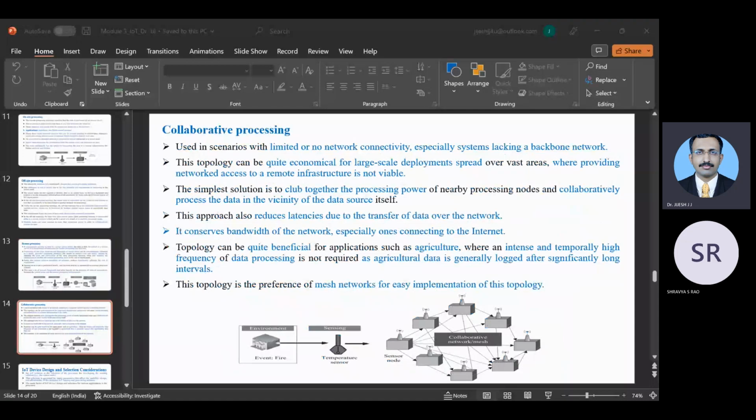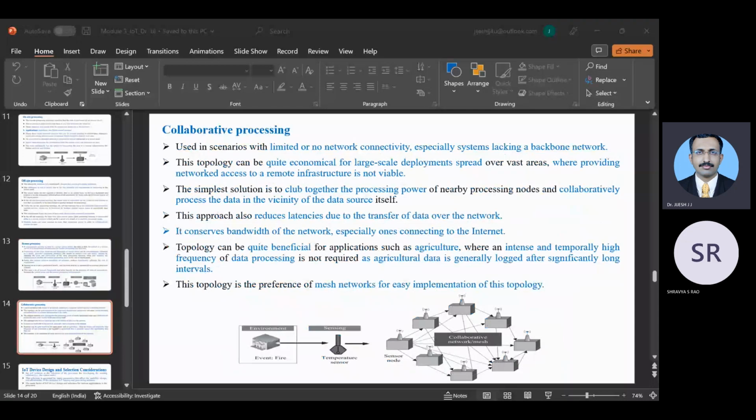So it will be a collaborative process, and the implementation of this topology is very good for certain applications. So this is what takes place. It conserves bandwidth and reduces the latency due to the transfer of data in the network. So these are some of the points to be noted. So this is all about the on-site and off-site process.